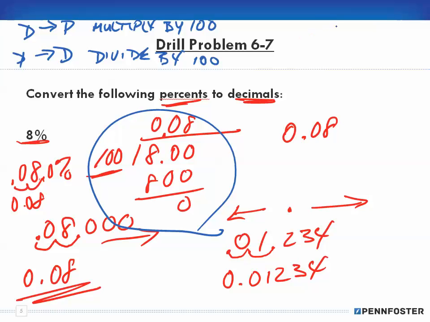But again, the easy way to do it is if I have 8% and I'm going from percents to decimals, I go to the left. If I have a decimal, okay, and I want to convert it into a percent, I go to the right. I move the decimal place to the right. So that's your quick little cheat sheet. All right.